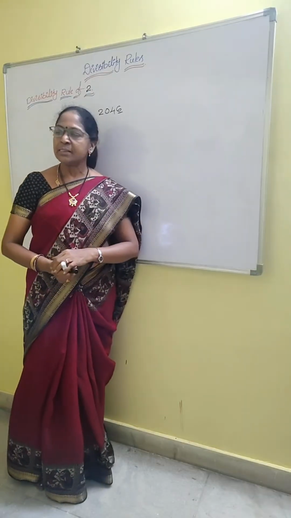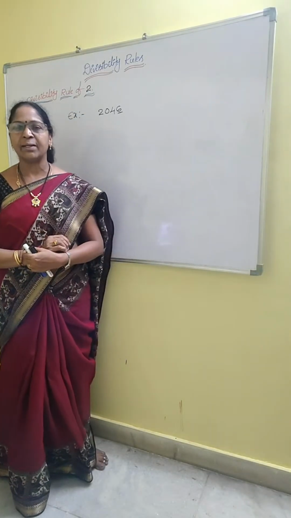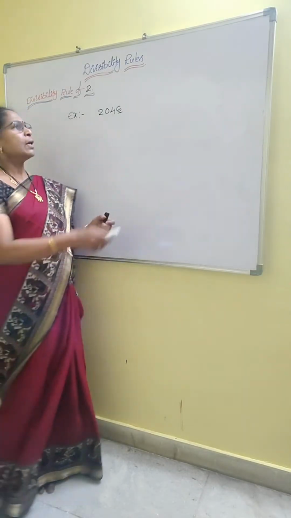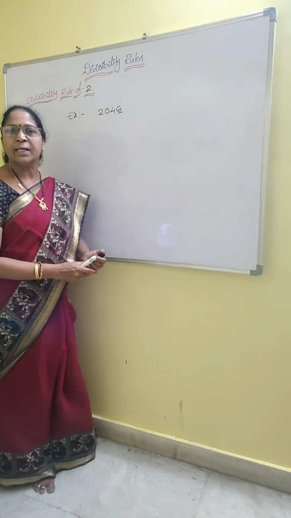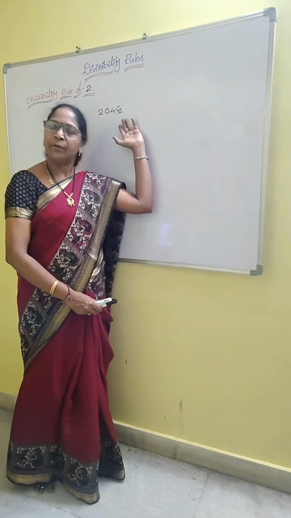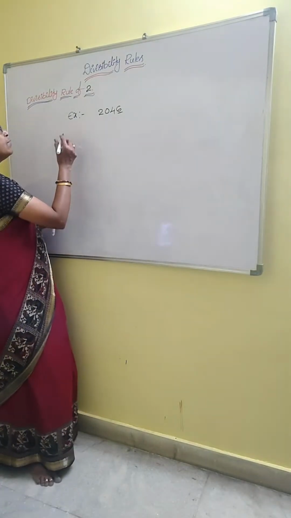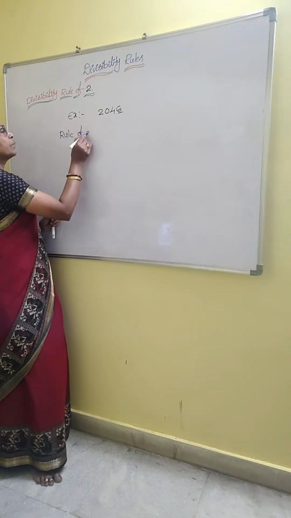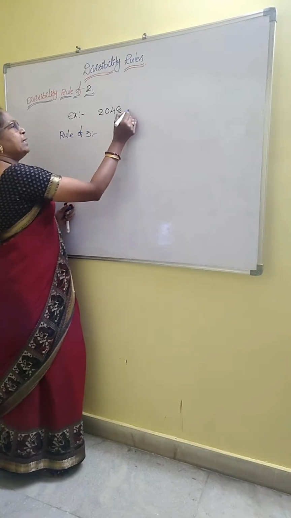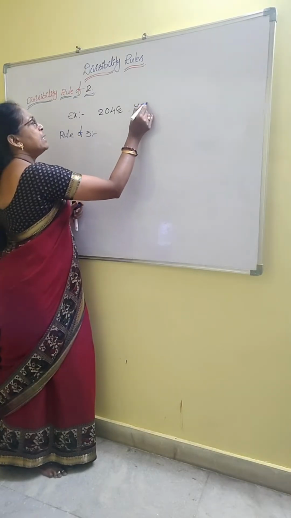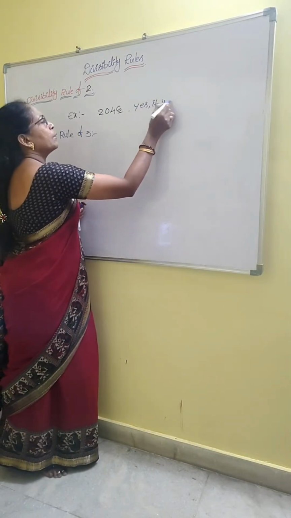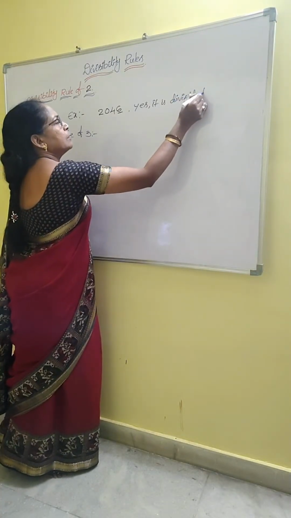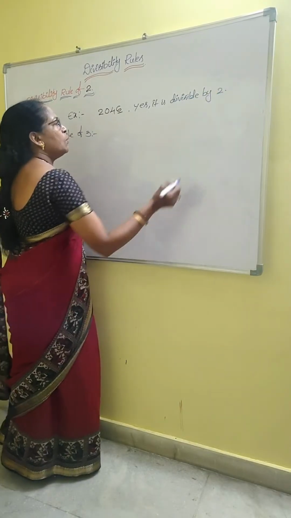What are even numbers? Multiples of 2 are even numbers. So here 6 is an even number, so the given number is divisible by 2. Yes, it is divisible by 2.